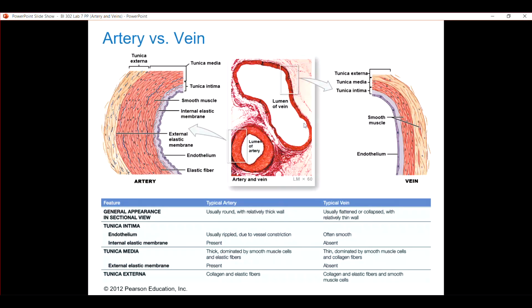Let's compare it to a vein. So now we want to come over here. So here you can see the nice flat cells. These are the simple squamous cells, which we call the endothelium. Then underneath the endothelium, there's always going to be areolar connective tissue. That's this lighter purple. But notice, no squiggly lines, right? That's because the internal elastic membrane does not exist in veins. It's only going to be found in arteries.